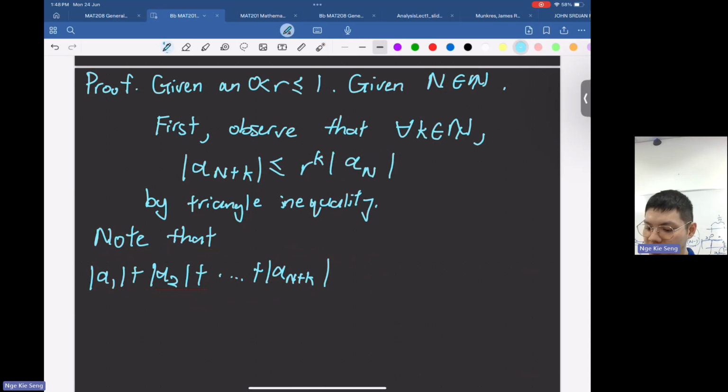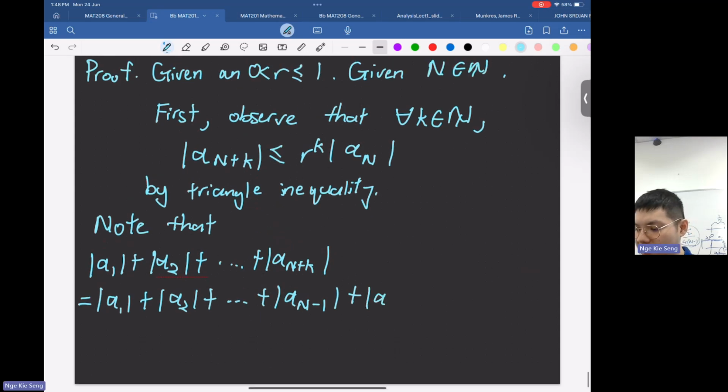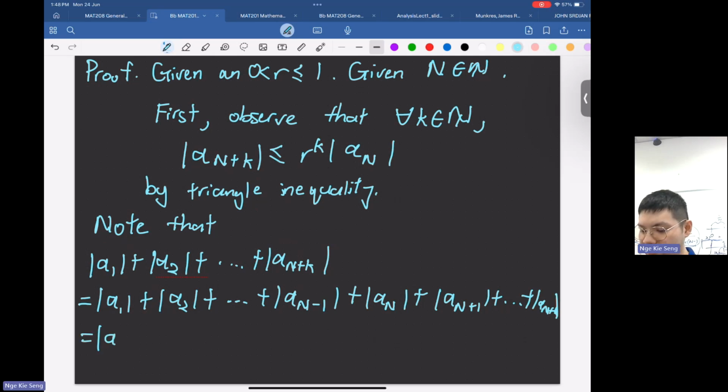So meaning what? For the first n terms, we don't have control actually. When do we have control? We only have control after a_n, for example, a_(n+1) up to a_(n+k). How can we control the last few terms here?